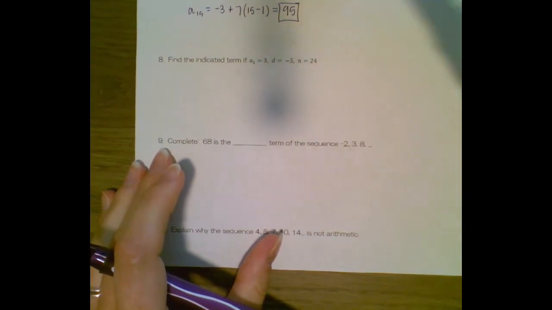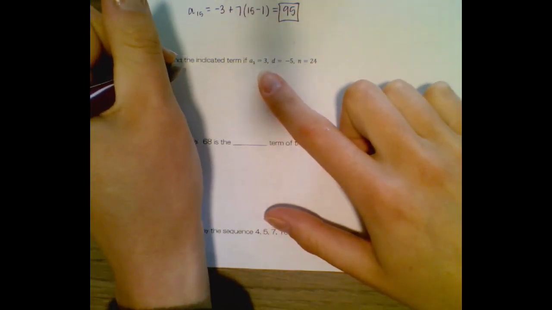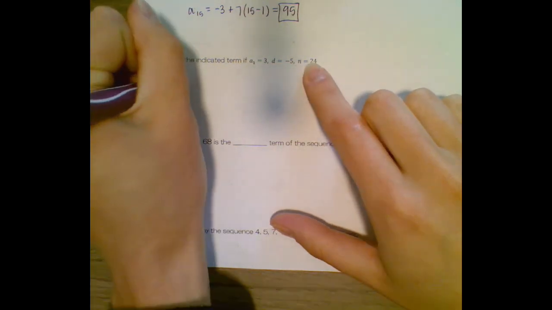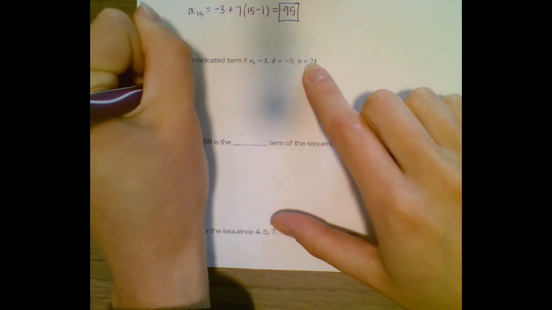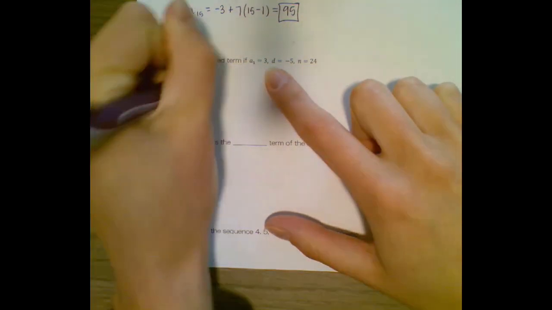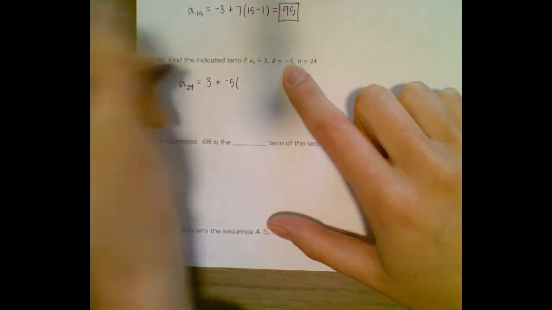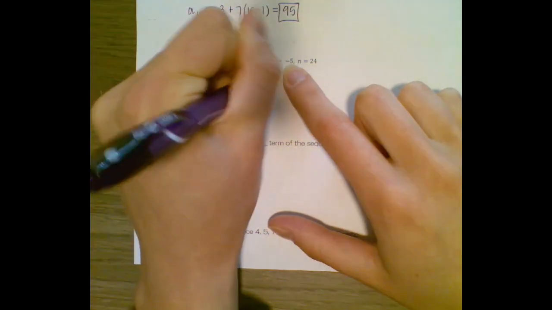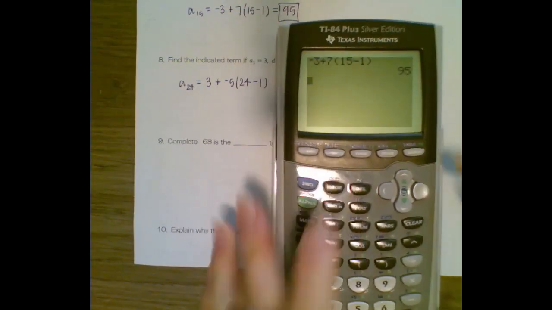All right, number 8. Actually, just move that all the way down there. All right. Oh, sorry, it's a little crooked. Find the indicated term if a sub 1 equals 3, d is -5, and n is 24. So I'm just going to plug it back into that equation that we have up above. So if n is 24, that means we want to find a sub 24, because that's where n is in the equation, okay? And then I have a sub 1, which is 3, plus the common difference of -5 times n, which is 24, minus 1, and then I just am going to plug that into my calculator.